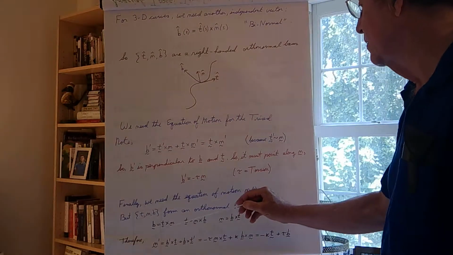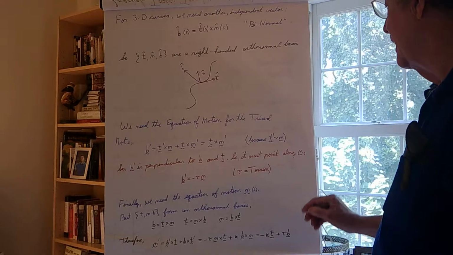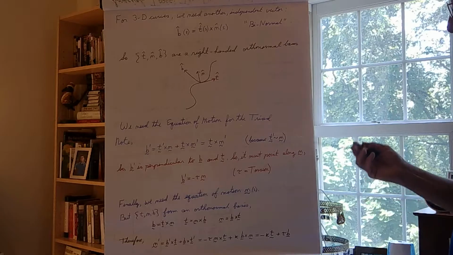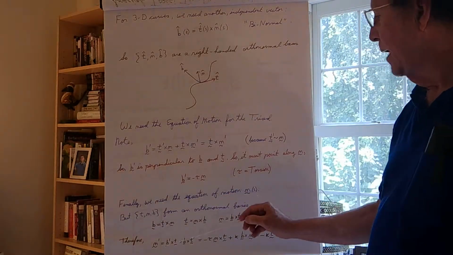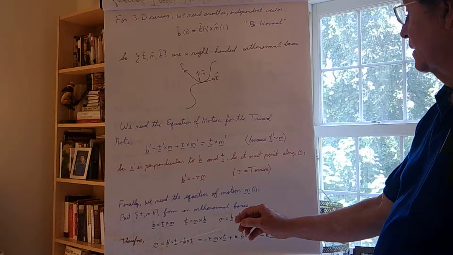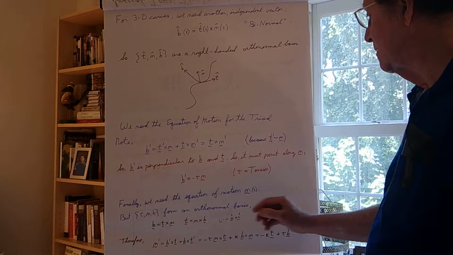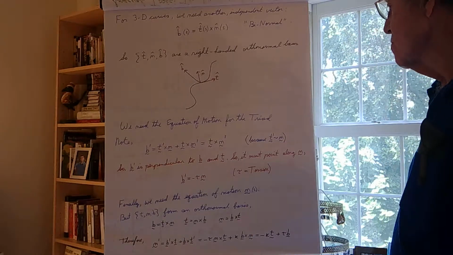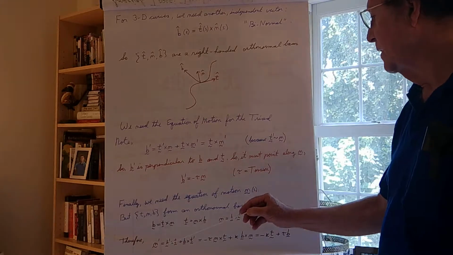So B is equal to the cross product of T and N, T is equal to the cross product of N and B, and N is equal to the cross product of B and T. Okay, keep those in mind. We'll need to use them as we go. Okay, so I want to get the equation of motion for the unit vector n that points in the direction of the acceleration, in the direction of t prime.